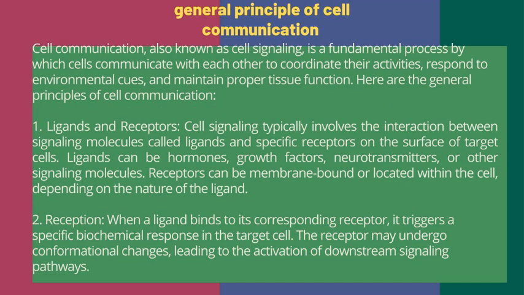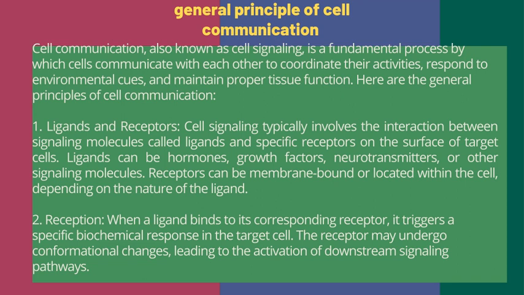Next topic is general principle of cell communication. Cell communication, also known as cell signaling, is a fundamental process by which cells communicate with each other to coordinate their activities, respond to environmental cues, and maintain proper tissue function. Here are the general principles of cell communication.